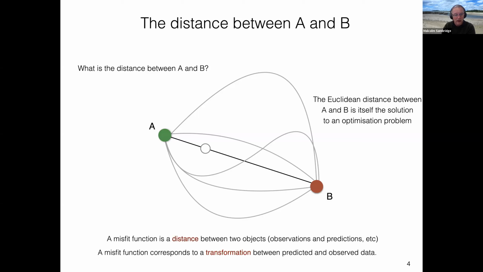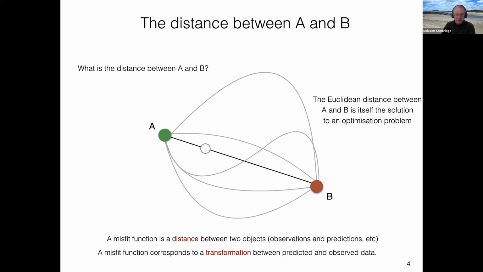If my white dot moves along that linear path, in fact on any path, it's a form of transformation from A to B. So there's the two concepts, just by measuring distance. Distance is itself a concept which is the result of an optimization process, and a transformation is also defined. So distance and transformation are the two elements in the subject of optimal transport.